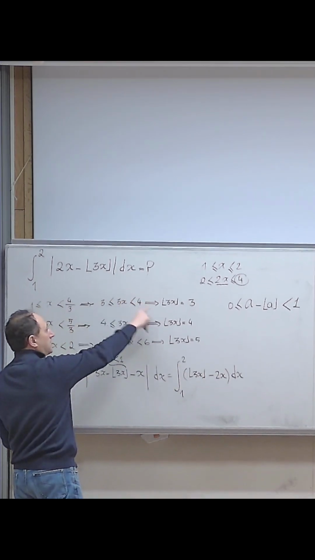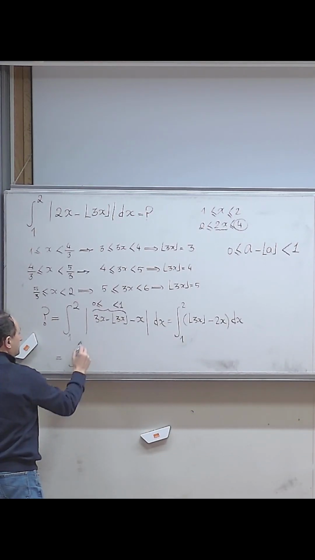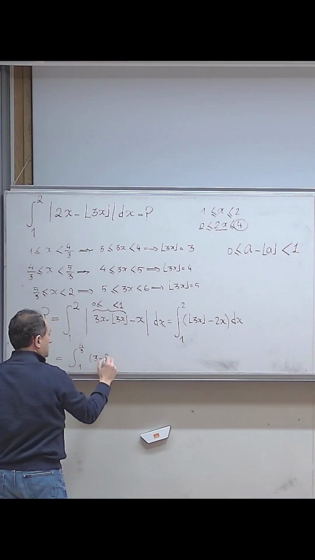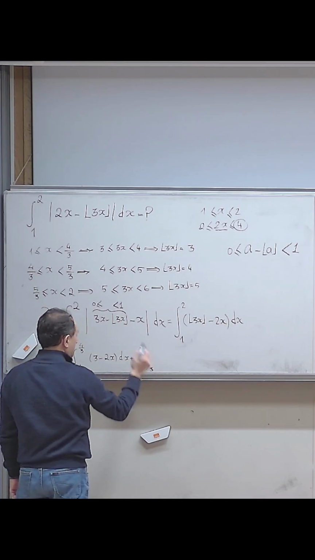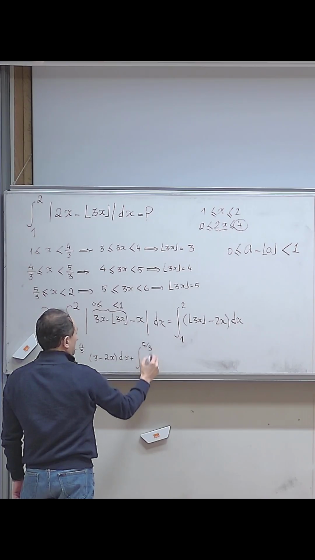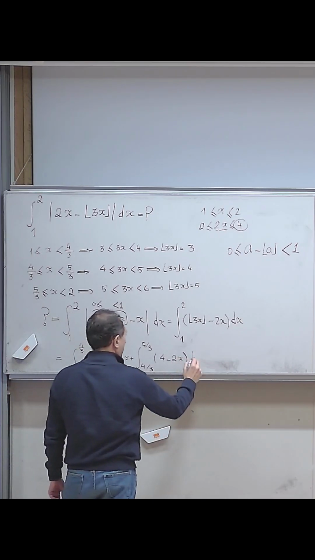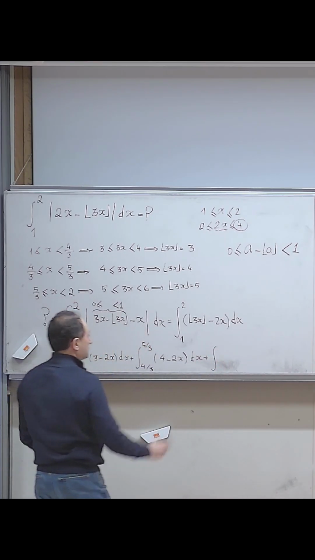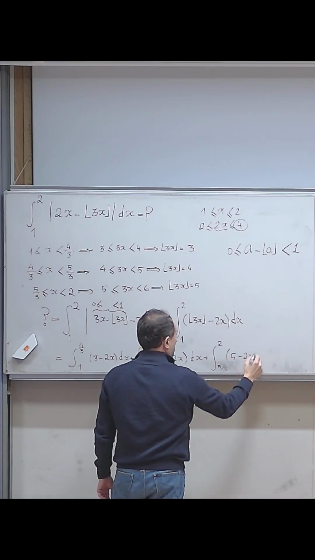And now I break that integral into three integrals. Integral from 1 to 4 over 3. In that case, the floor is 3, so this becomes 3 minus 2x dx. And then plus the integral from 4 over 3 to the next number, 5 over 3. This time the floor is 4, dx. And then plus the integral from 5 over 3 to 2, but this time the floor is 5, minus 2x dx.